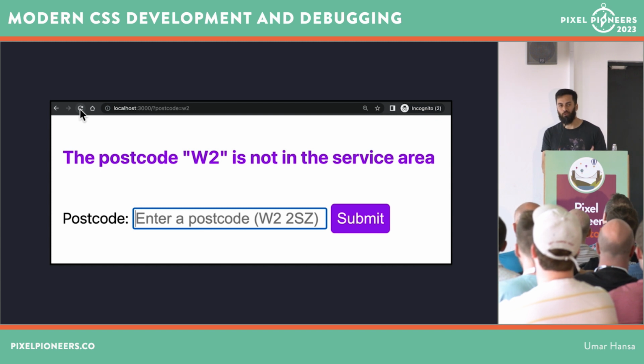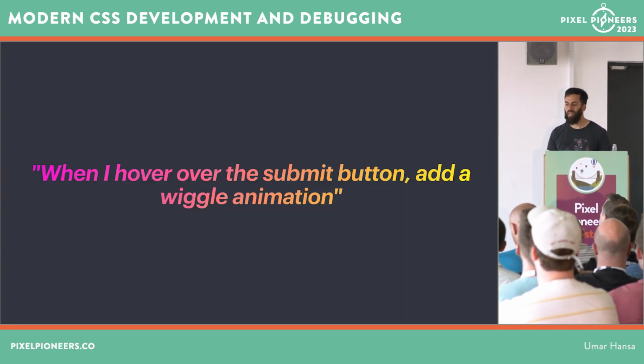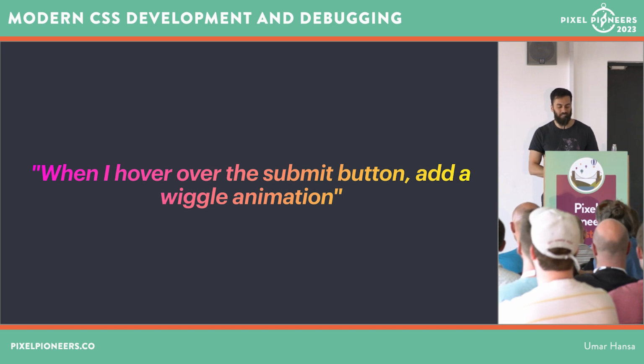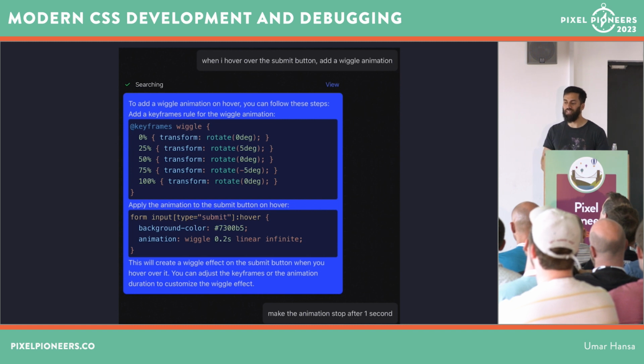So again, not groundbreaking. I don't think any of this stuff is, but just little tips that can hopefully improve your development experience. I don't suggest you use AI to add animations all over the place. That's not a future that anybody wants. But again, just as a fun experiment, can I ask it for a wiggle animation when I hover over that same submit button?